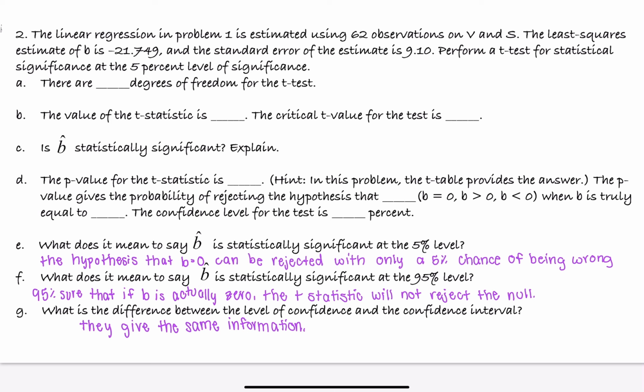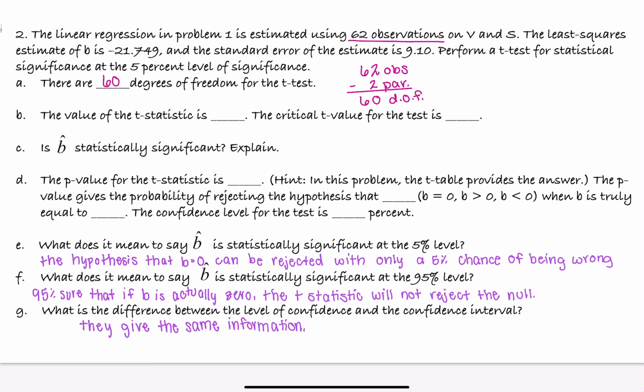The linear regression in problem 1 is estimated using 62 observations on V and S. The least squares estimate of B is negative 21.749, and the standard error is 9.10. Perform a t-test for statistical significance at the 5% level. So first, there are 60 degrees of freedom, and we know that because there's 62 observations minus 2 parameters that we're estimating, which gives us 60 degrees of freedom.